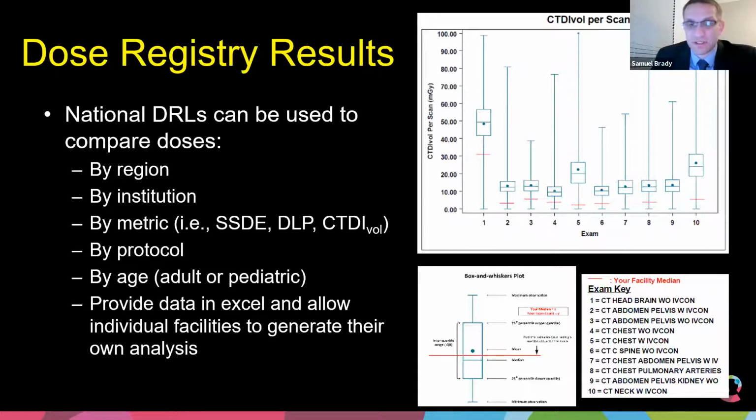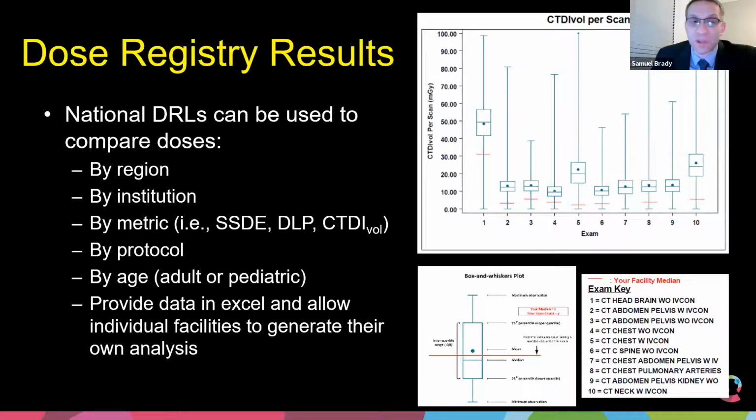And there's subtle differences in the calculation of those. We'll go over those next week. Then the lower part of the box is the 25th percentile, or the first quartile. Obviously, the lowest part is the minimum and the highest part is the maximum. So you can see the distribution of doses in our nation.